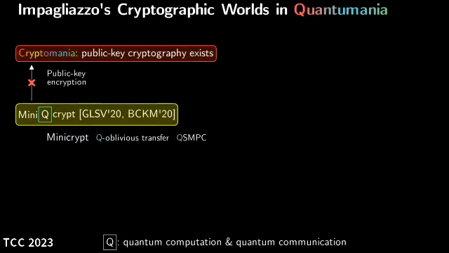And this picture changed dramatically when we consider quantum computation and quantum communication. In particular, in two works, the first one by Gryzlo, they show that using quantum computation and quantum communication, you can do several Cryptomania primitives using only one-way functions. And then people started asking the question, can we even go lower?